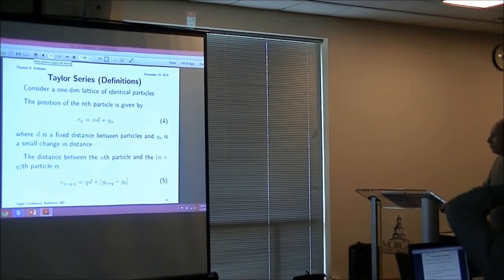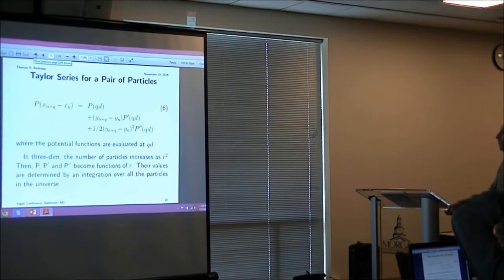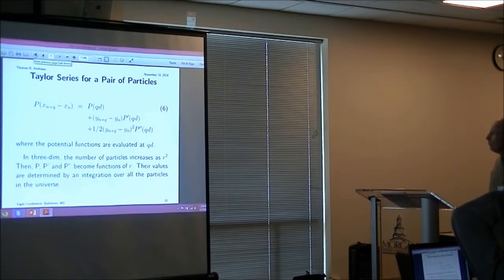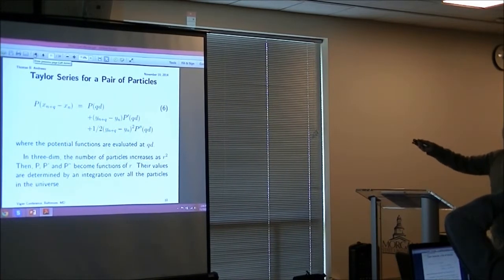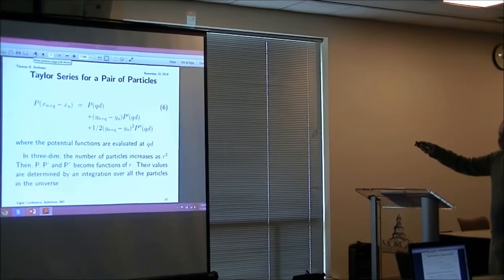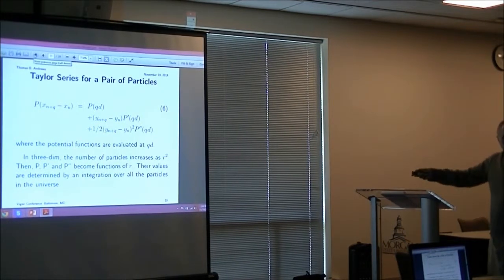And you need some sort of nomenclature to describe this accurately. So here's the Taylor series for a pair of particles. What I'm doing is supposing that there are small perturbations in the movement of the particle. They're not completely stationary. And I want to examine what effect that has on the potential.